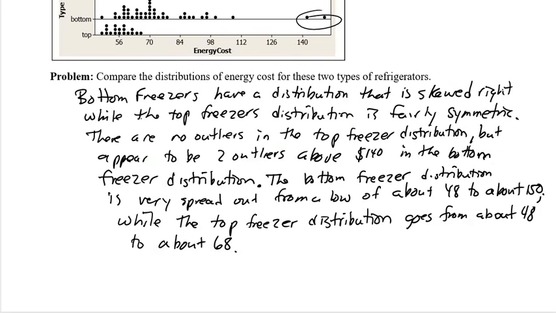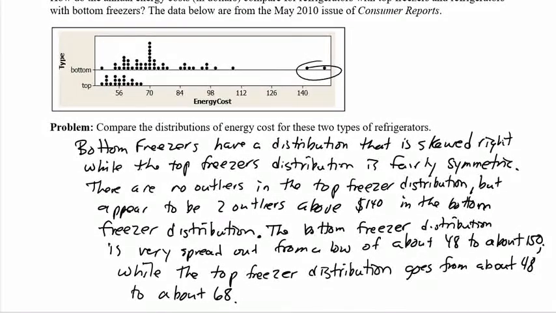Okay. And the last thing we're going to talk about is the center. When we look at the center here, we might guess that this one's centered about 75 or so, 76, somewhere in there, well, maybe even 80. And if you notice that this one's centered right around 56, and the entire distribution of top freezers is less than the center of the distribution for the bottom freezers. Now that's something interesting to report about our distribution.